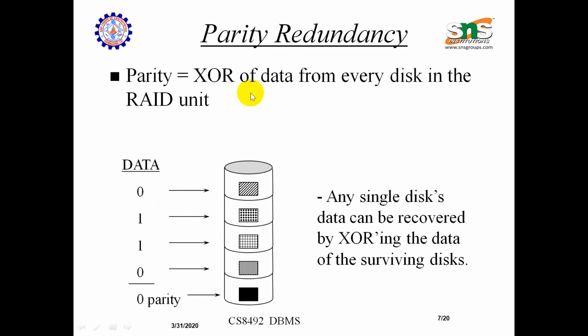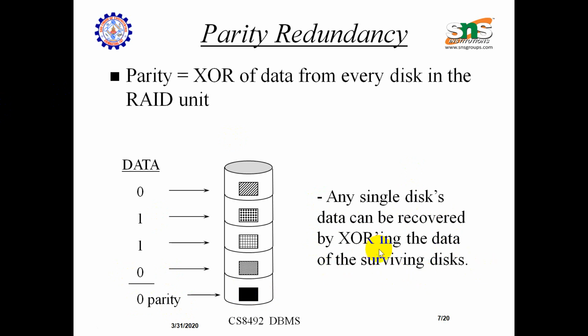Next one, parity redundancy. Parity equals the XOR of data from every disk in the RAID unit. So data 0, 1, 1, 1, 1 is stored. The first input, 0, is stored here, the second input is stored here, the third input here, the fourth input here, and the last, the parity, is stored here. So any single disk's data can be recovered by XORing the data of the surviving disks.